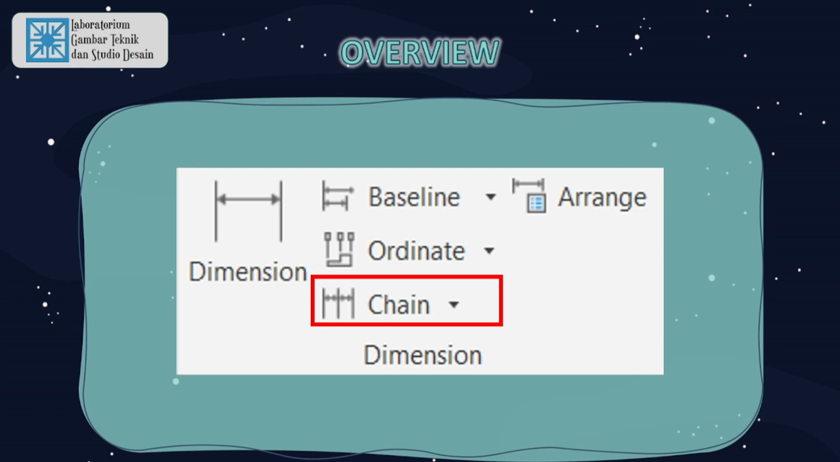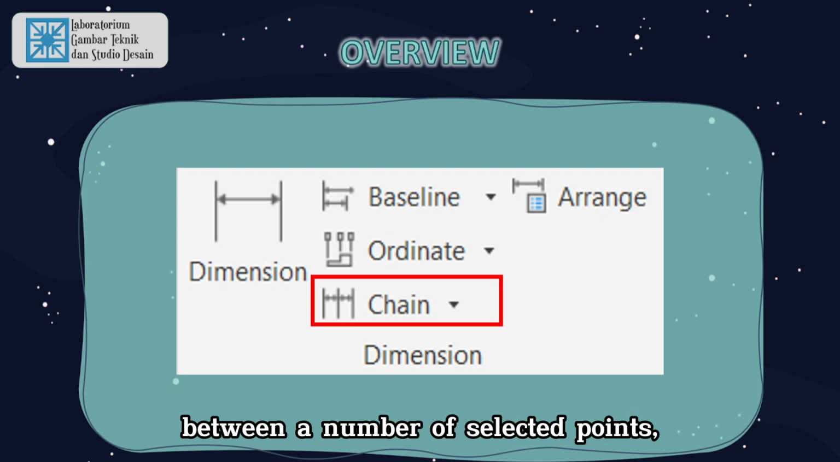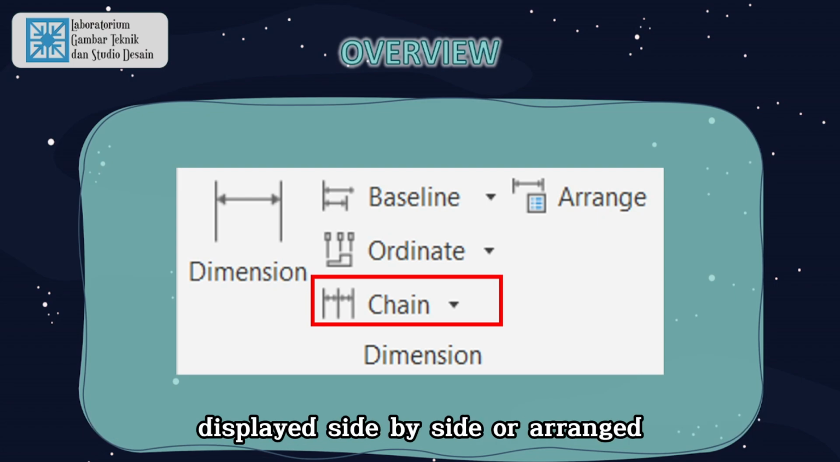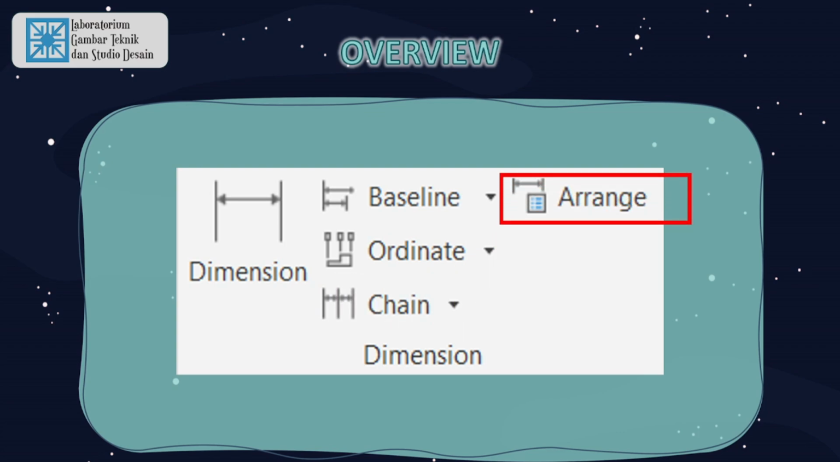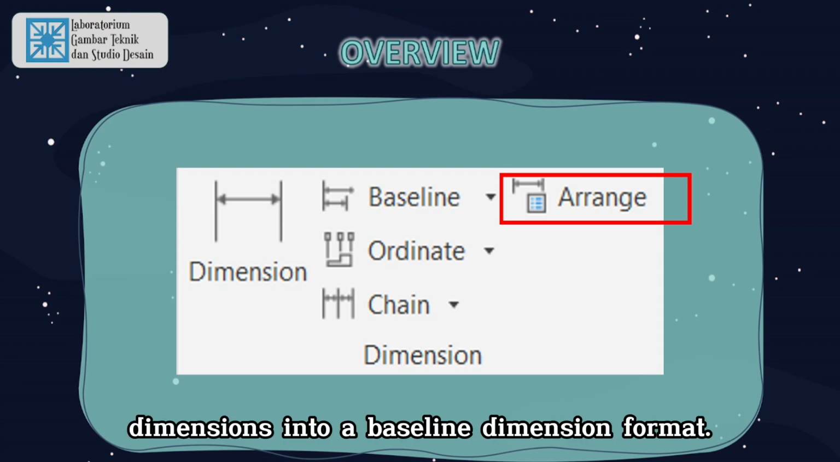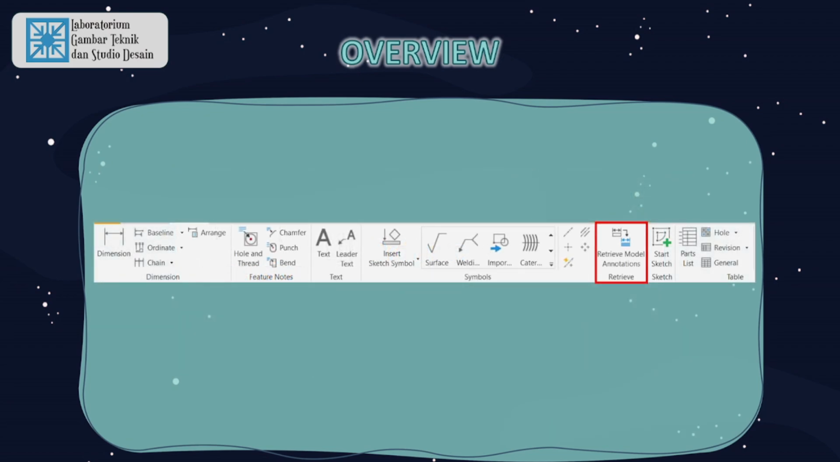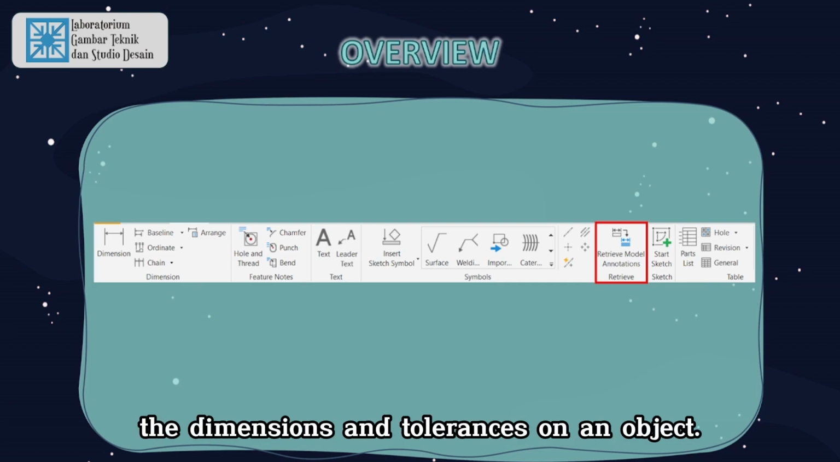Chain dimension. This feature automatically determines the dimension between a number of selected points. Displayed side by side or arranged at the same level or parallel. Arrange dimension. This feature is used to arrange existing irregular dimensions into a baseline dimension format. Next, retrieve dimension. This feature automatically displays the dimension and tolerance on an object.